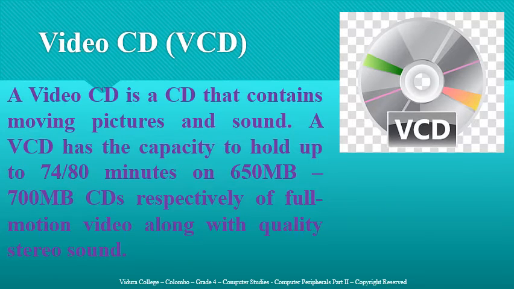Video CD or VCD. A video CD is a CD that contains moving pictures and sound. A VCD has the capacity to hold up to 74 to 80 minutes on 650 MB to 700 MB CDs respectively of full motion video along with quality stereo sound. Remember that CDs and VCDs are the same. We name it CD or VCD depending on the data we store.